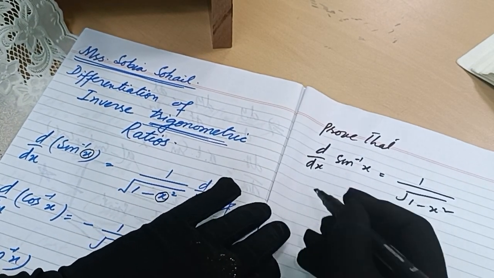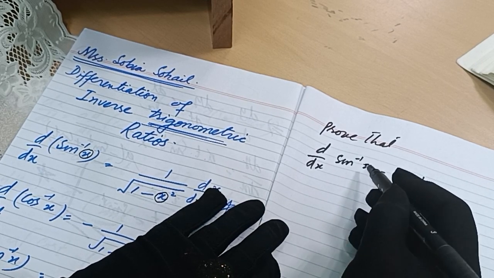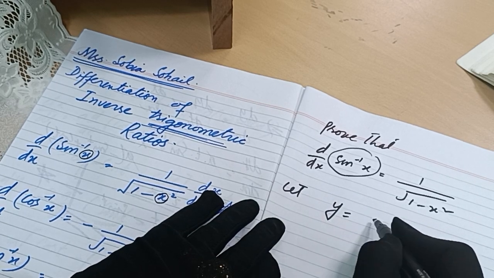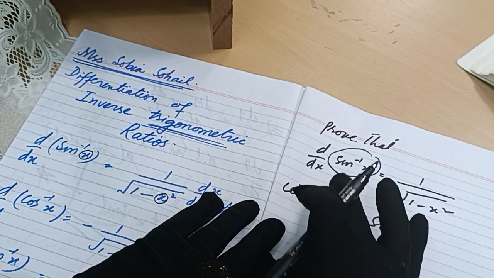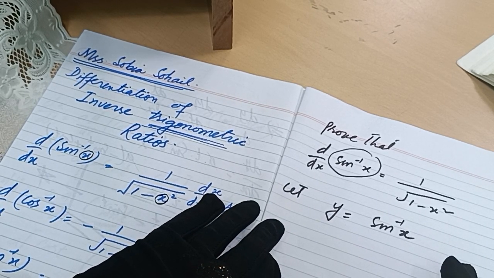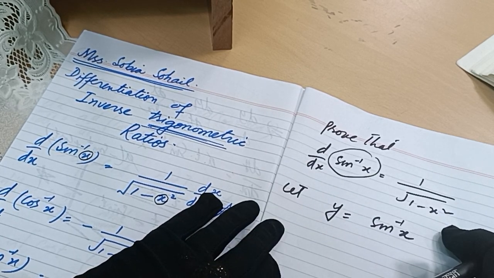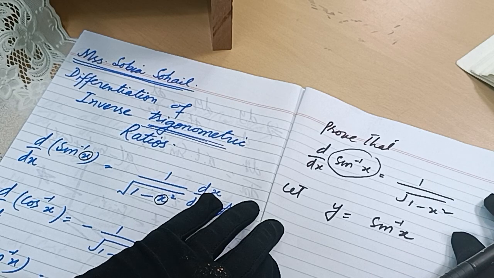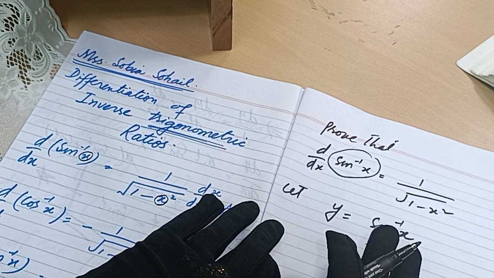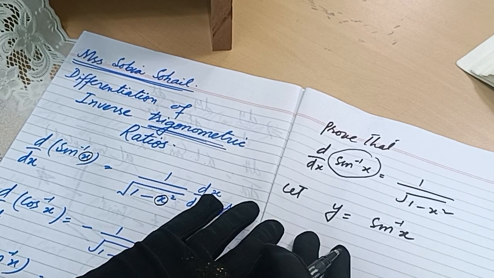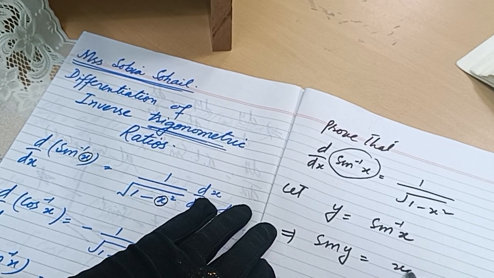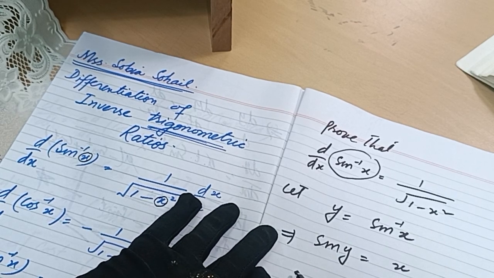How can we go about this proof? Let's take this function, for which we have to find the derivative. Let y be sine inverse of x; we have to find dy by dx. We know sine inverse of x, but before proving this we don't know its derivative, so we take the help of the normal trigonometric function. If y is equal to sine inverse of x, then sine of y is equal to x. Now differentiate both sides.